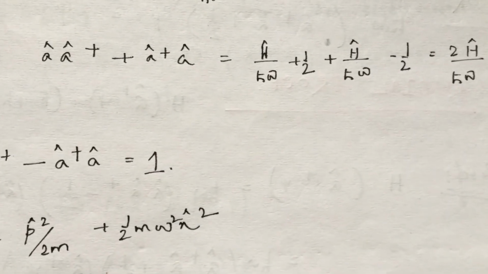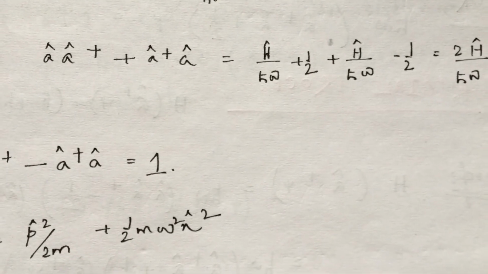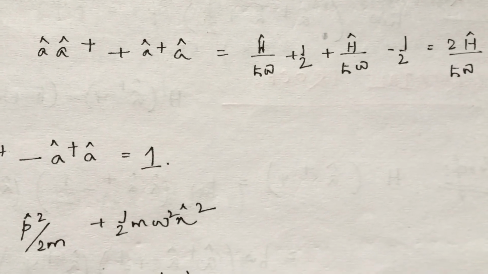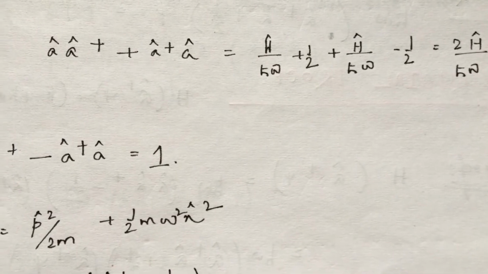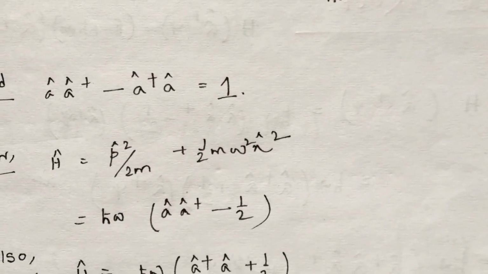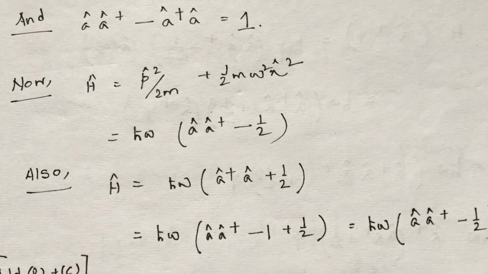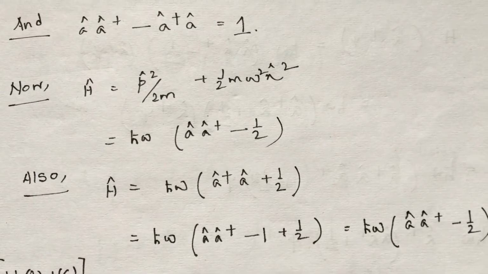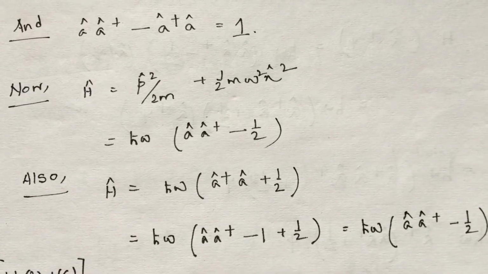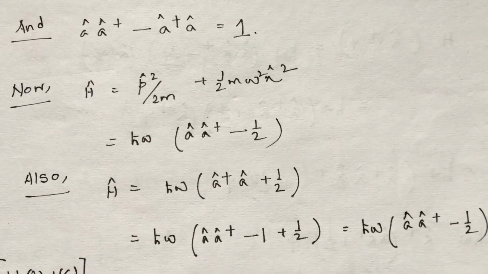Let's find the summation of A A dagger and A dagger A, which is nothing but 2 Hamiltonian by h cross omega. If I take A A dagger minus A dagger A, I will get 1. This means that these operators do not commute.